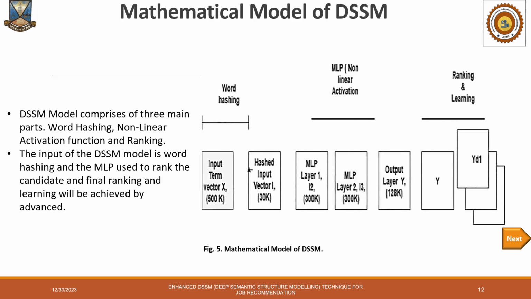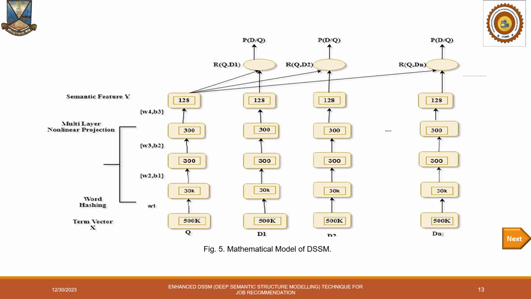In the mathematical structure, we used an input vector of 500k, and the hashed input vector is 30k, and then my MLP layers, I1 and I2, are 300k. So my mathematical model at the end provides ranking and learning based on this, which is a major implementation. So this is my complete mathematical model of the proposed DSSM model. Here we use a text vector X, a word hashing layer, and a multi-layer perceptron that generates the semantic features, which are combined, and at the end the document and query representations are generated.